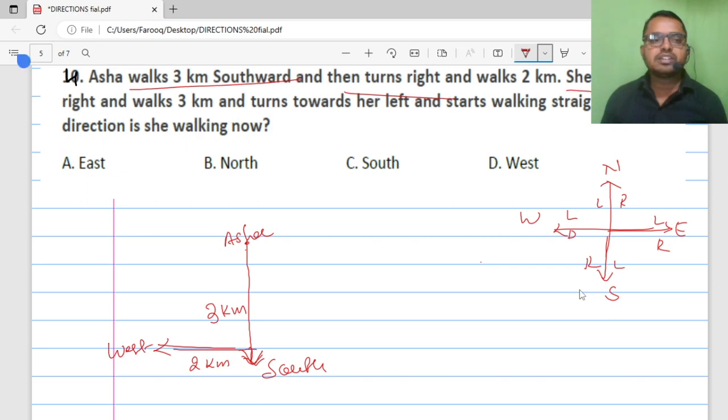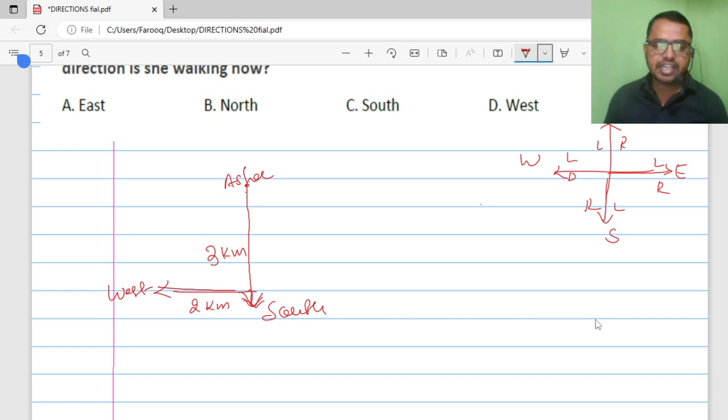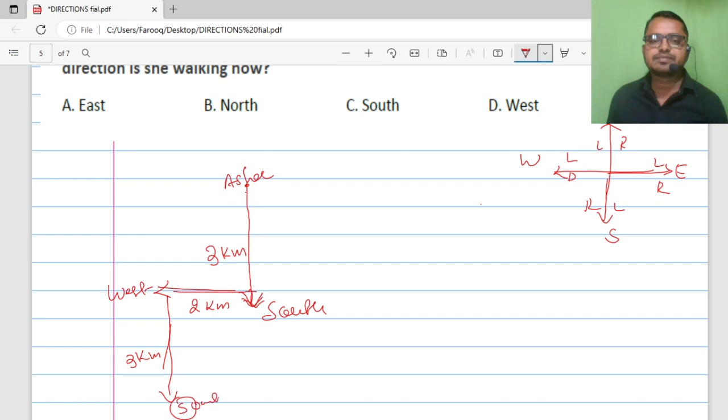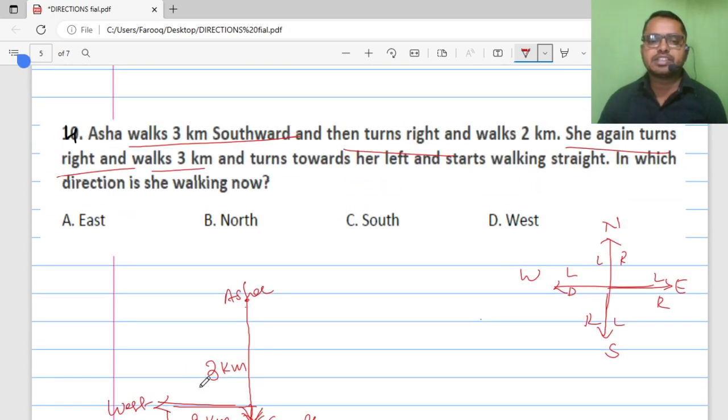She again turns right and walks 3 kilometers. Right direction means downwards from west, and she walks 3 kilometers. Downward means again she is in the south direction. Yes. Next, read the statement.